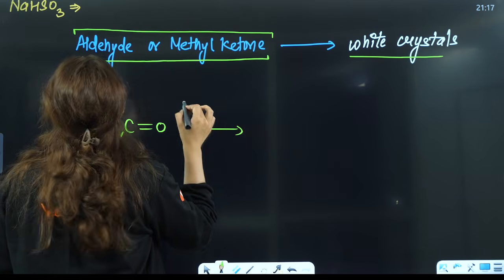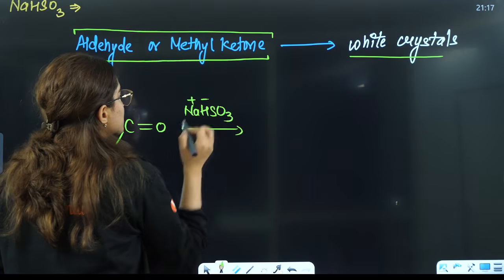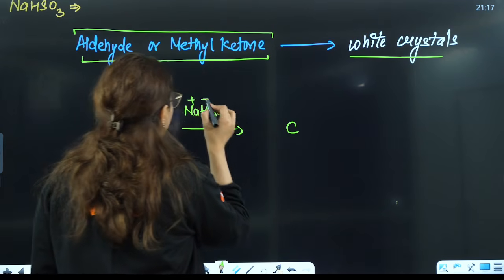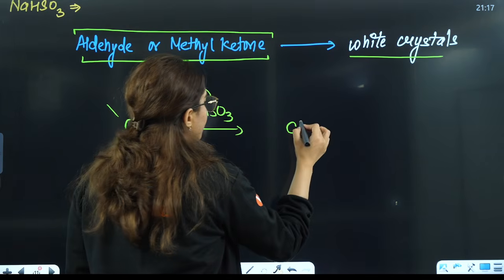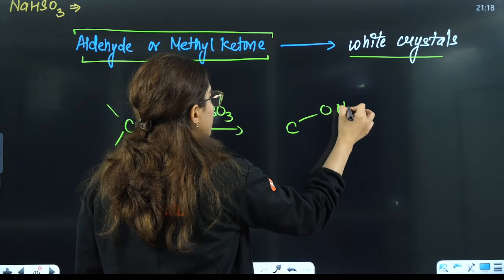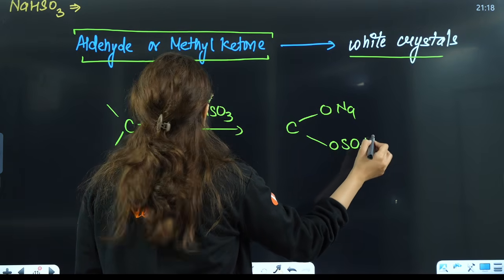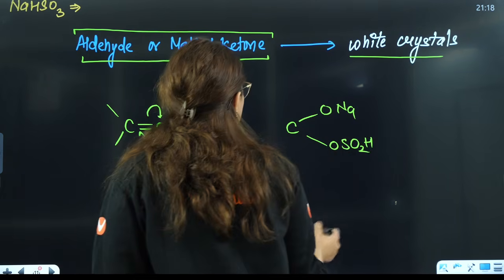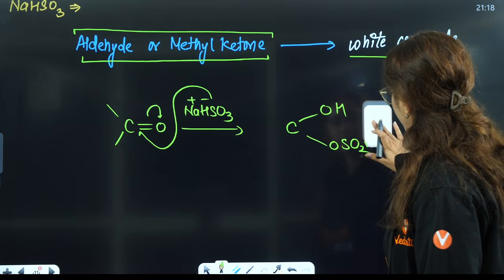Actually, what will happen? This is NaHSO3, right? This is positive, this is negative. So what will happen? This negative is going to attack here. These electrons are going to jump here. This will be O, this will be Na, this will be OSO2H, right? Now here they will be interchanged. Here you will have H and here you will have Na.